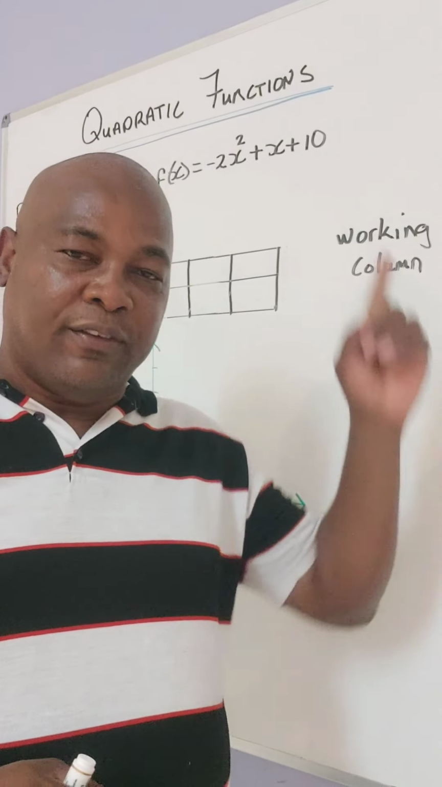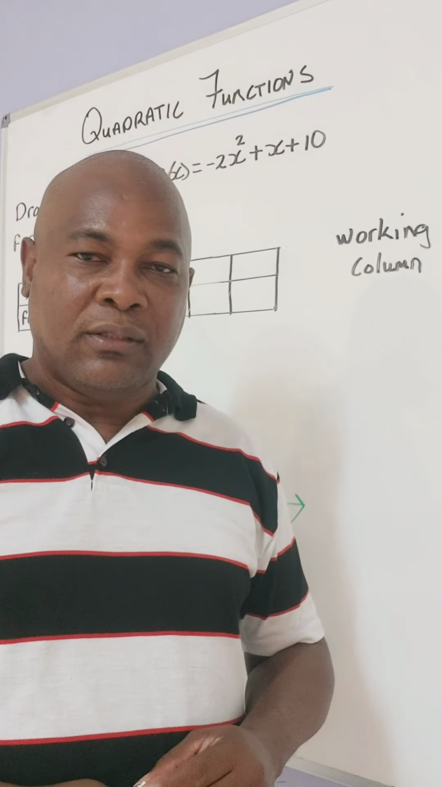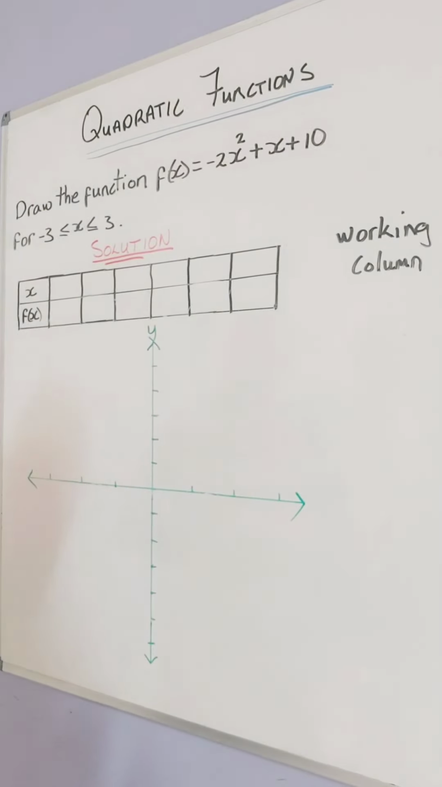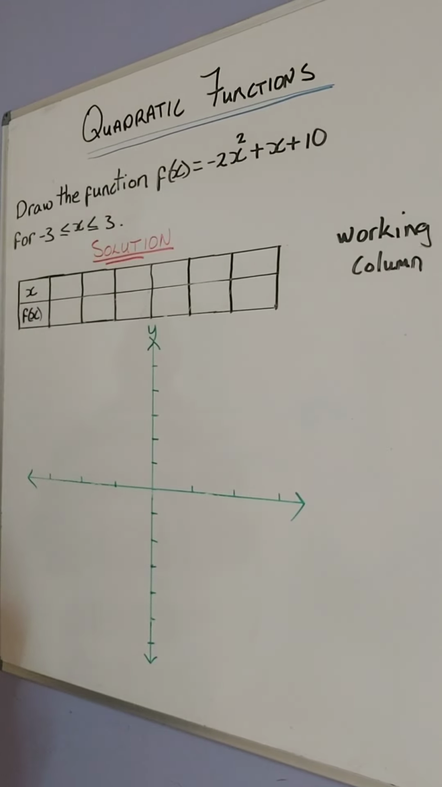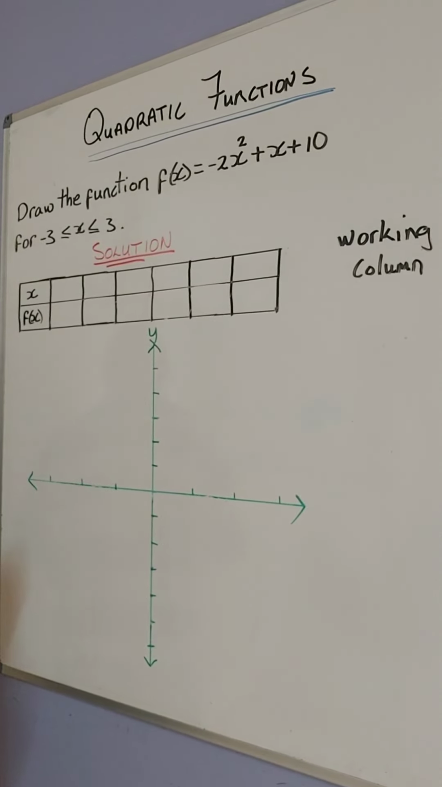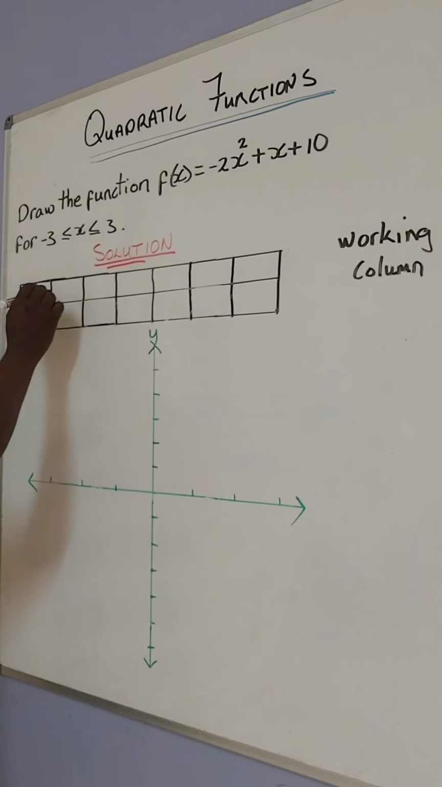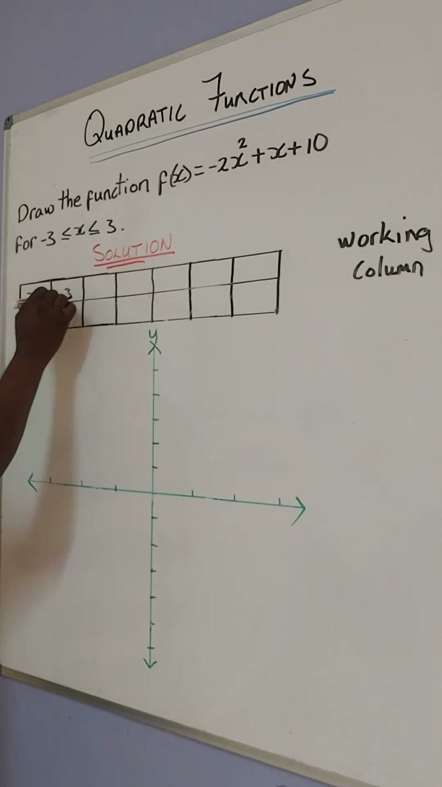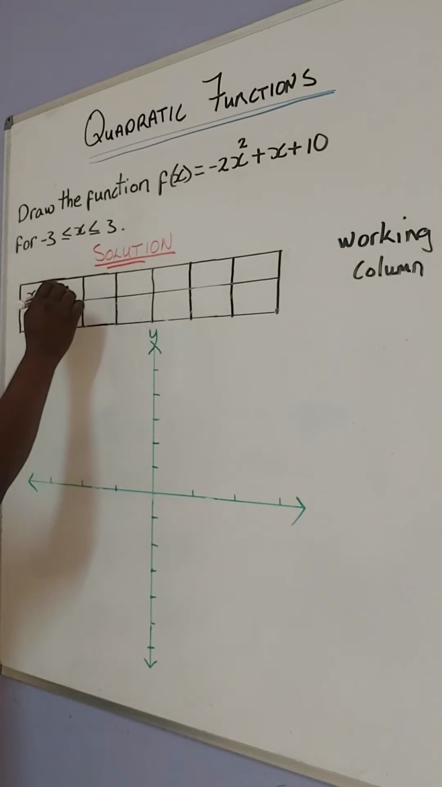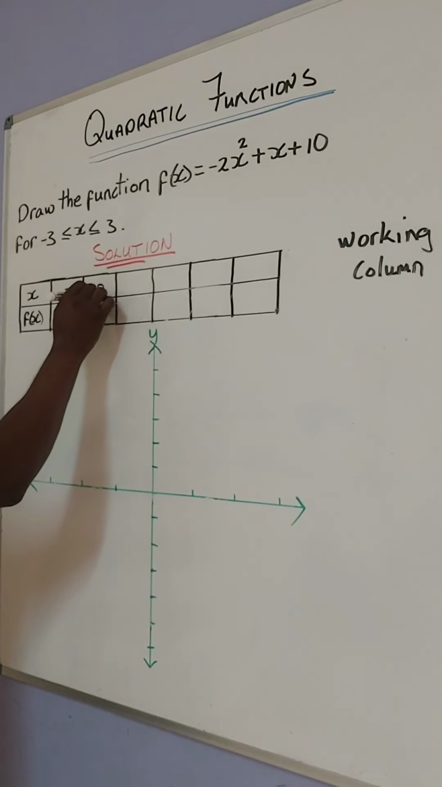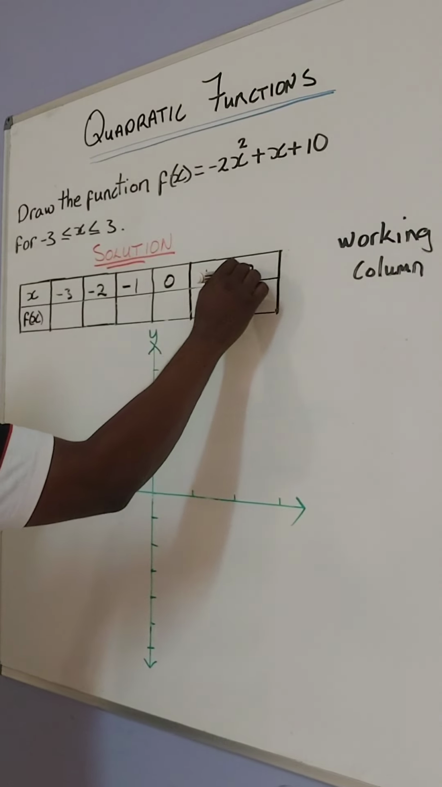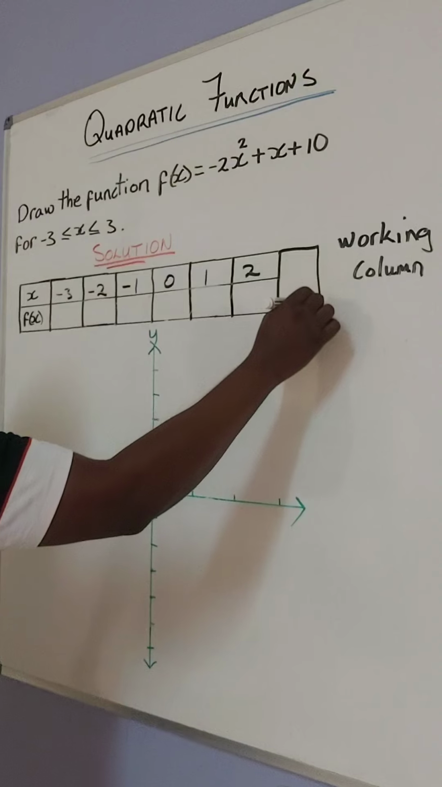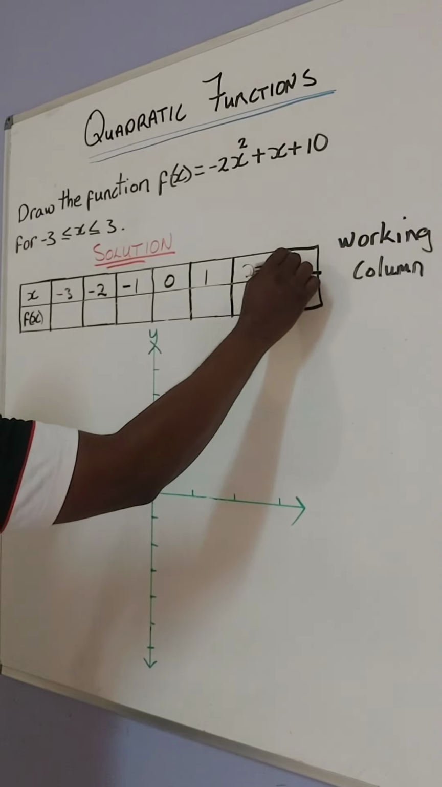Let us suppose that you are given this quadratic function to plot. Let us see how it's done. Here you were given the domain. The domain here just simply says that x lies between -3 and 3, inclusive. So it means that it starts from -3 and it progresses to 3. So we have -3, -2, -1, 0, 1, 2, and we're going to add on one more space, 3.